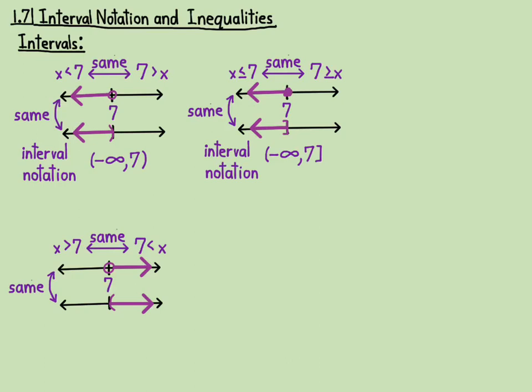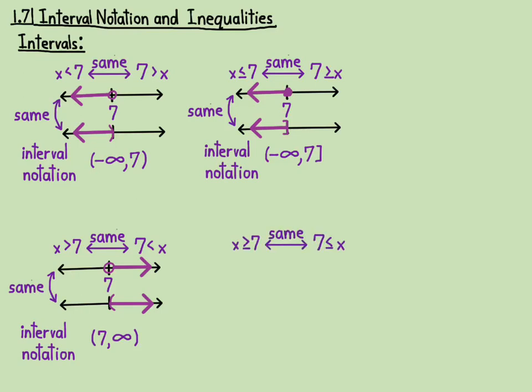Open dot on the 7 or parenthesis on the 7 pointing to the right. And that gives me an interval notation. Parentheses 7 infinity, always reading left to right. Infinity should always be on the right. Negative infinity is always on the left. Okay.